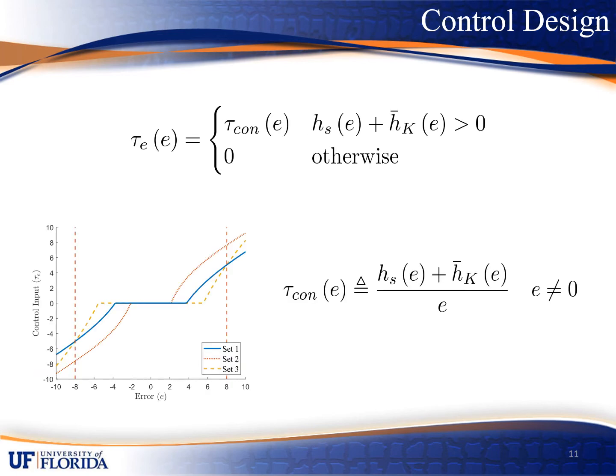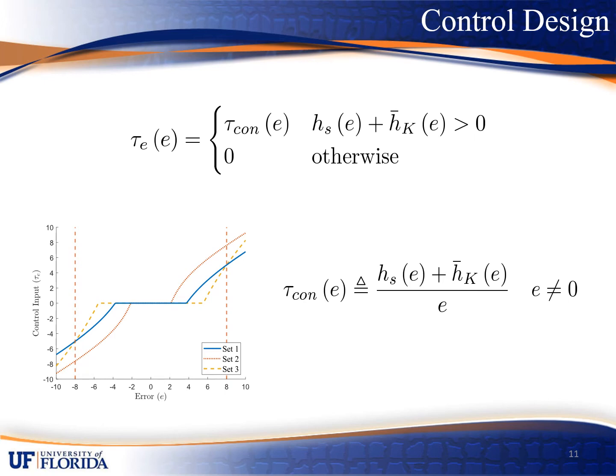Following from the development on the previous slide, we design a controller such that when this function hs plus h bar k is less than or equal to 0, then the control input is set equal to 0. Otherwise, tau e is set equal to this function, tau con of e. The first thing to notice is that the controller only depends on the functions hs and h bar k, which, if you recall, are functions that are defined in terms of constant user-selected parameters. Therefore, the controller can be implemented online.